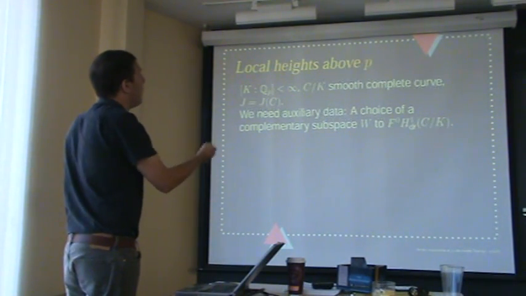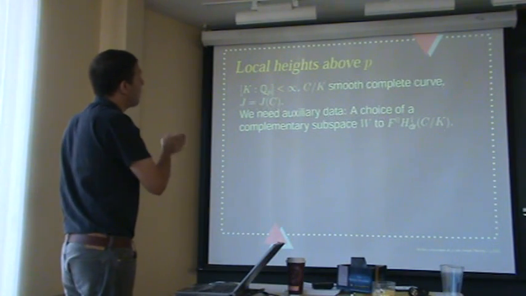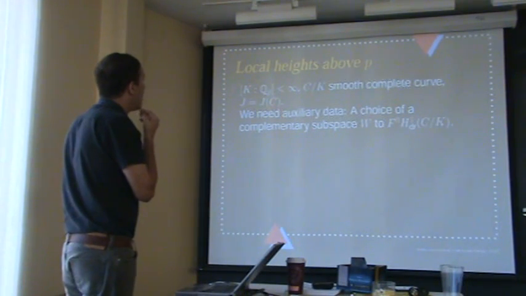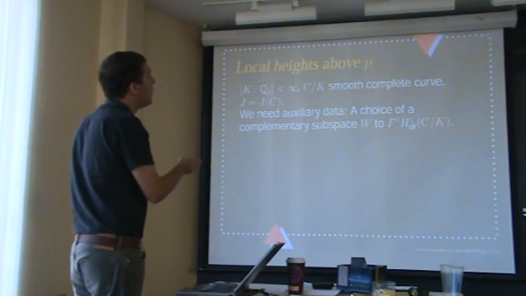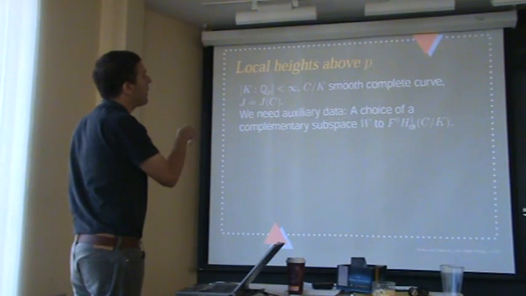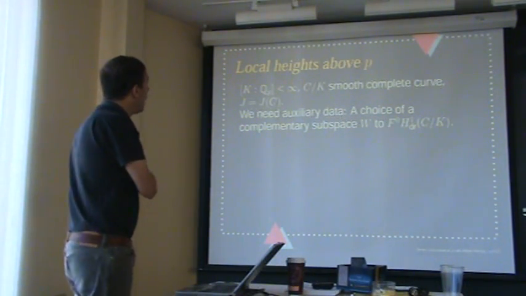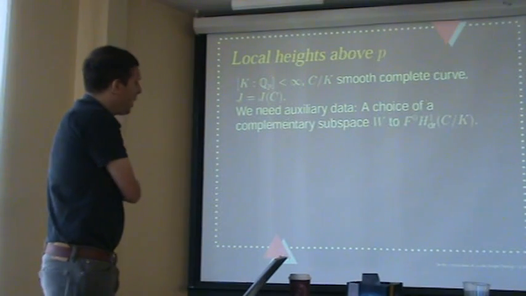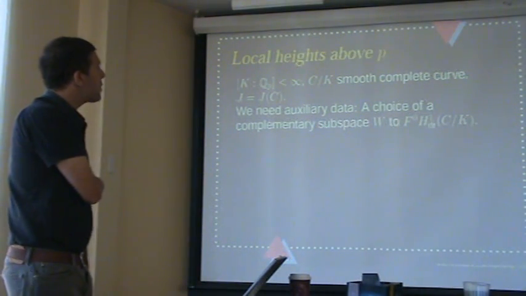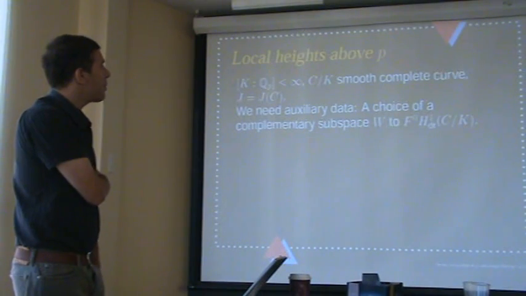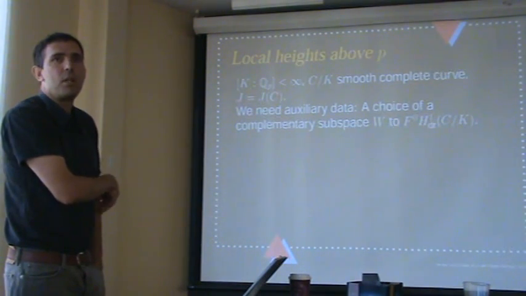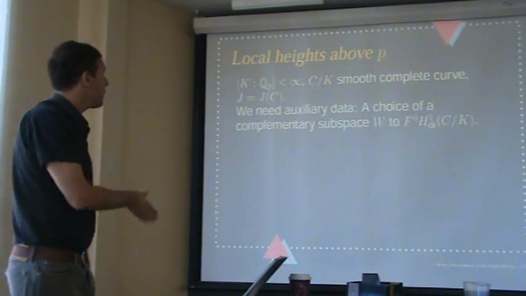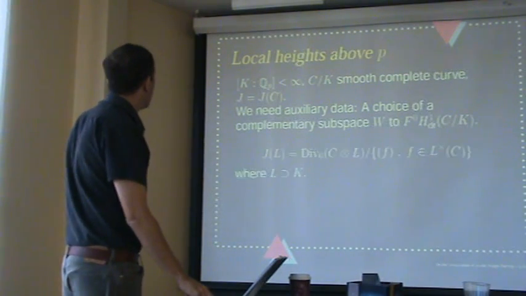Now notice this is already on the local level, so that means that for every completion above P, you're going to have to make a choice of this auxiliary data, and this is the choice of a complementary subspace W to the holomorphic forms inside the first de Rham homology of C over K. And in many of the works, one just makes an assumption of an ordinary reduction, and then one just takes the unit root subspace. So there's a canonical choice of this complementary subspace in certain cases.